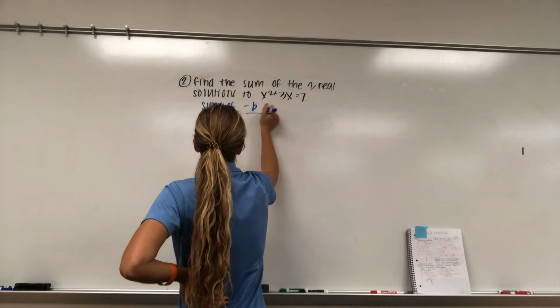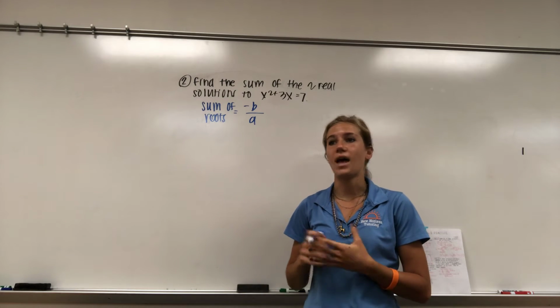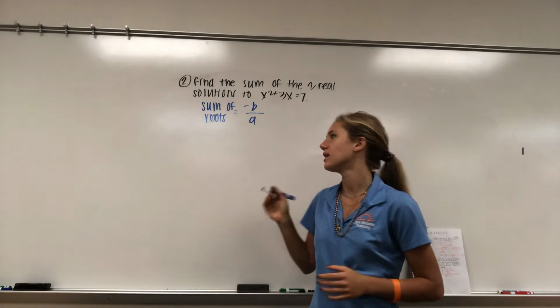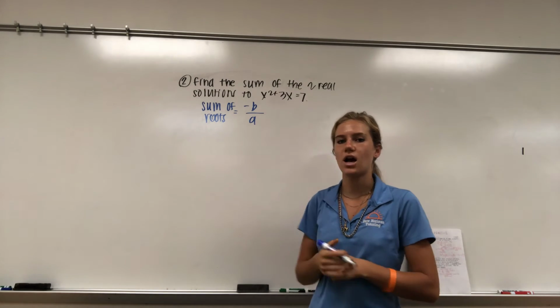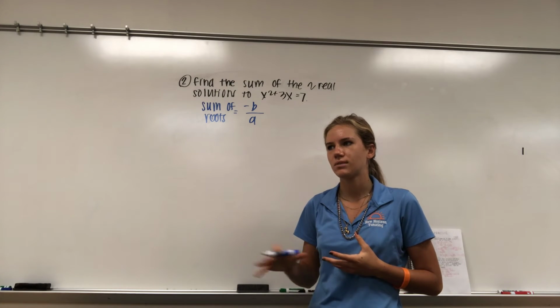And it looks very similar to another formula that we've already learned, right? Axis of symmetry, ring a bell? It's gonna be negative b over 2a. In this case, it's just negative b over a. So make sure that you keep those straight in your mind, but you could also use that to kind of help you remember this one.